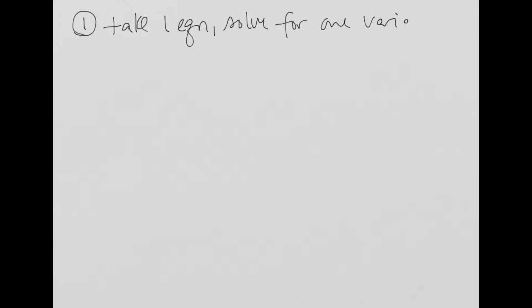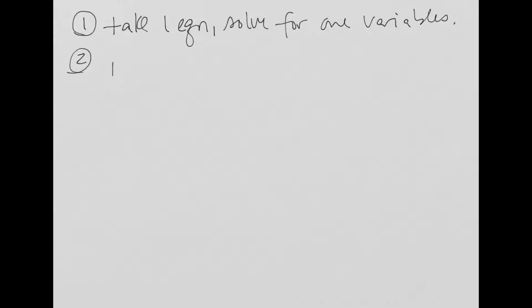So what we're going to do to solve a system of linear equations, first thing you're going to do is take one equation and solve for one of the variables. It doesn't matter which one you choose. I would go with whatever one is going to be easiest for you. Use your thought process on this. Take one equation, solve for one of the variables.